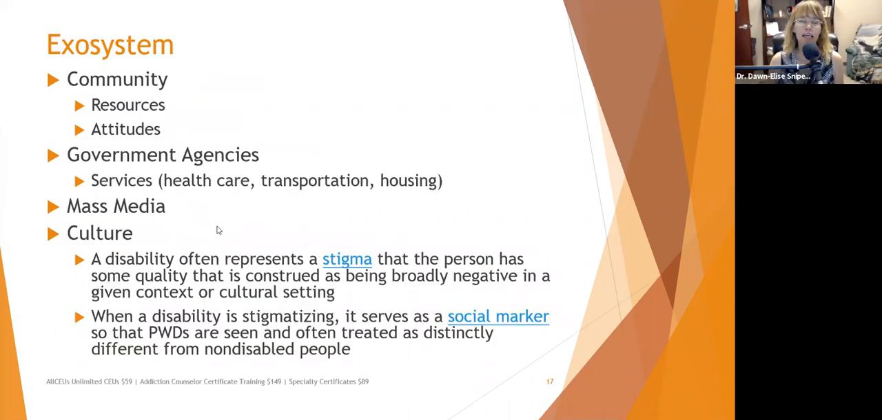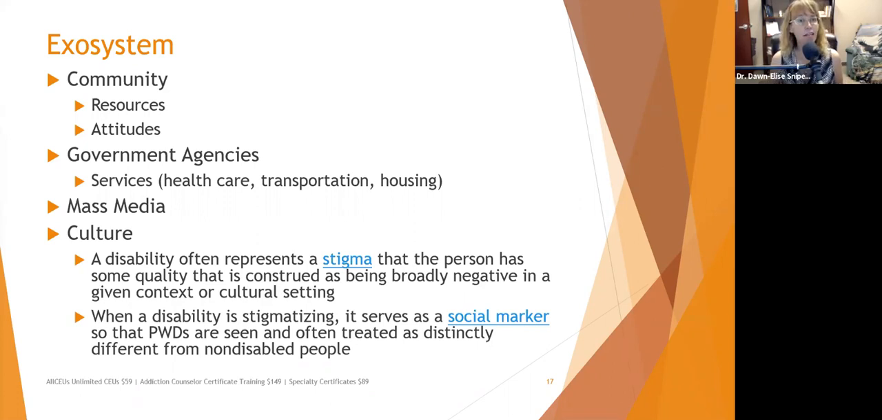In the community, a person's disability may be impacted by the resources that are available and the attitudes of the community. Their sense of self-acceptance may be helped or hindered by what they see in the community. Remember, a lot of disability identity development is from mirroring. Government agencies can serve to enhance or hurt people's psychosocial development and status.